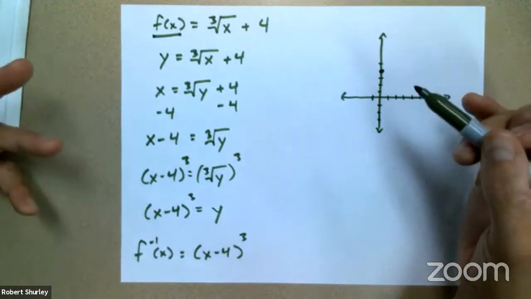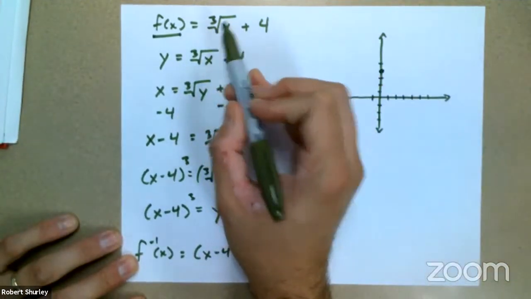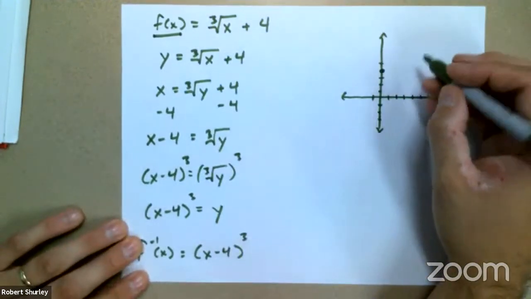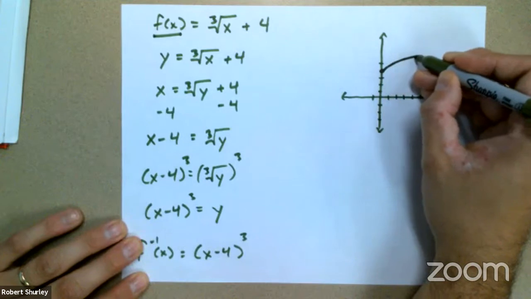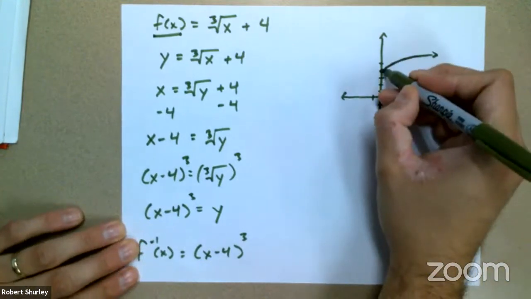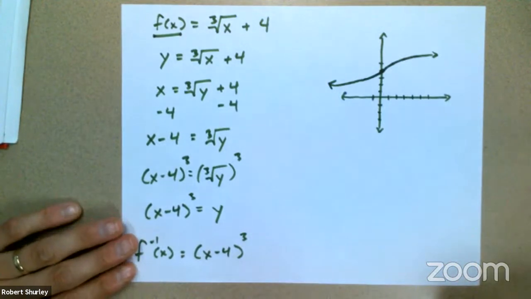We shifted, a vertical shift, right? We had a vertical shift of 4 units. The cube root function looks like that. It's not perfect, but it looks something like that.